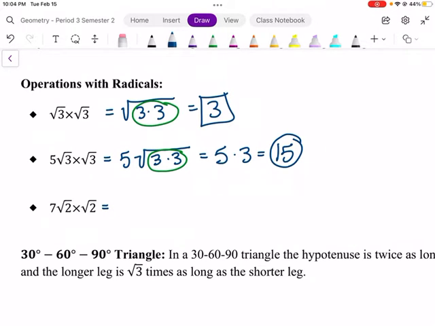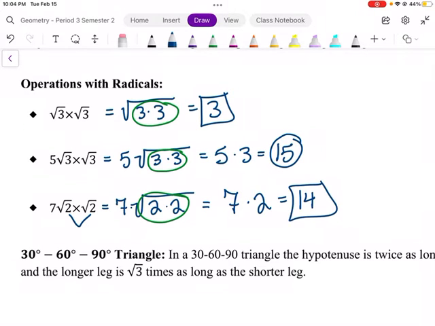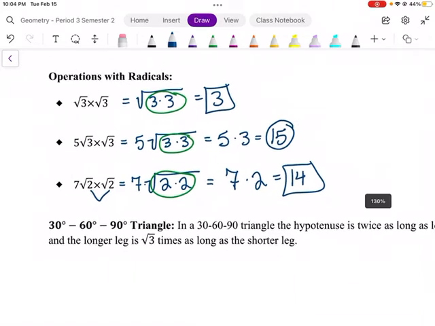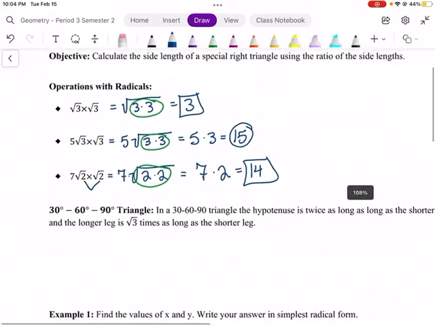Same thing for number 3. We're going to have 7 times the square root of 2 times 2 because of those two square roots being multiplied together. And this will become 7 times 2 because of that group of 2 underneath the square root sign. And then our answer will become 14. So that was just a quick review on multiplying with radicals. That's going to help you through some of the problems today.